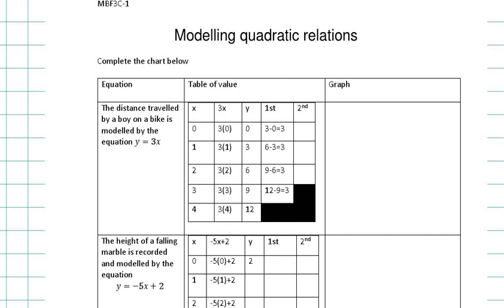Okay, so we're starting our first new unit in grade 11, and we're going to start by modeling quadratic relations. The word quadratic means... quad means 4, but quadratic means to the power of 2. So if your highest exponent is to the power of 2, that's quadratic.